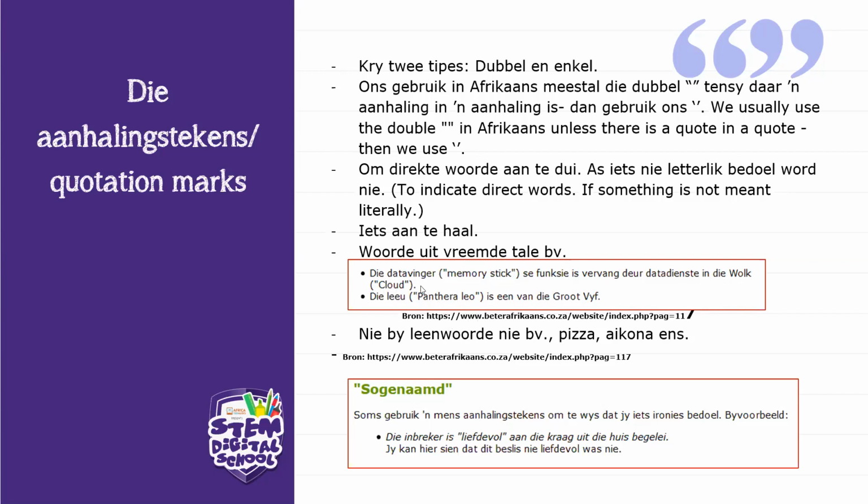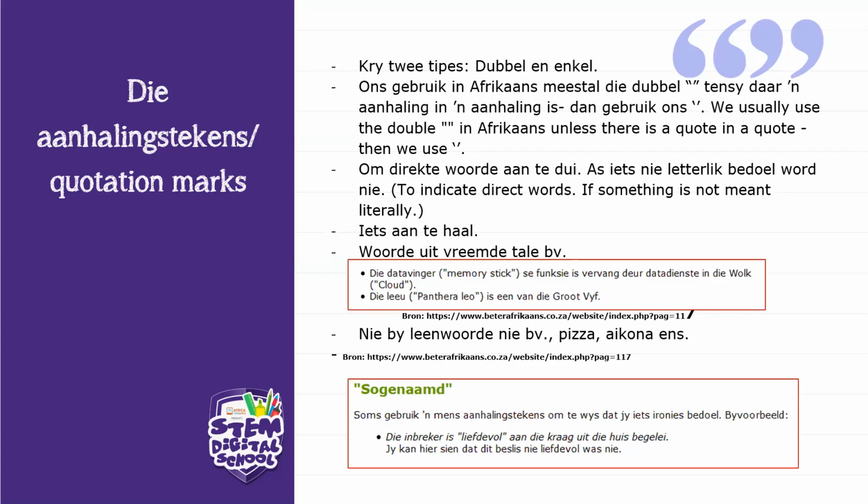And this is the key here. So we write aanhalingstekens, we use it from another language. However, when it's a leenwoord, a word that we take from another language but is now known as an Afrikaans word, for instance pizza and ikona, then we don't use the aanhalingstekens. So guys, this is something that we should focus on. When I write any text and I use an English word in Afrikaans, then it must be written in aanhalingstekens.